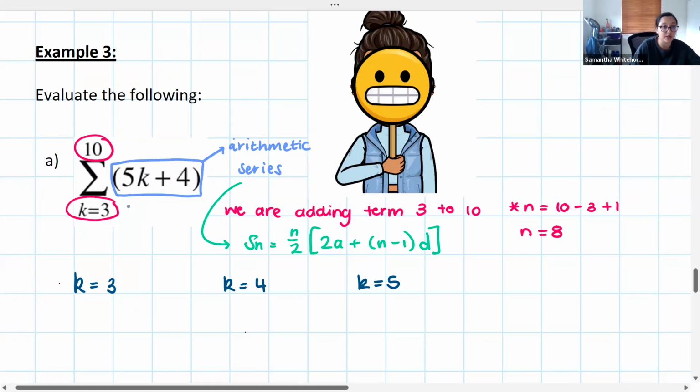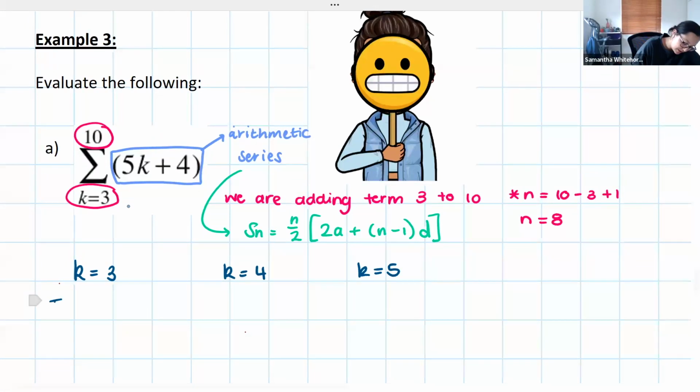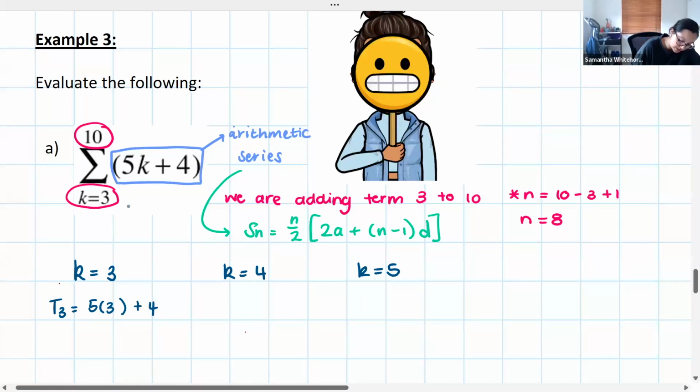I'm not starting at term 1, but the first term that I'm going to add is term 3. So that's what I need to work out. If I substitute in 3, term 3 is equal to 5 times 3, which is 15, plus 4, which is 19. Obviously, we keep going. The next term is then 24, if I remember correctly. And the next term is 29.